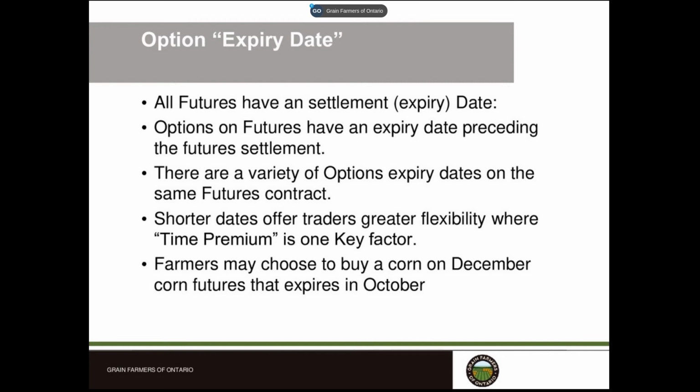So it's important when you're trading any of these instruments, just like the futures, that you go to the details of the contract to tell exactly when they expire and what dates they expire. So, for example, like I said, you may buy an option on corn that expires in October, but using the December contract. So there's lots of different variances.